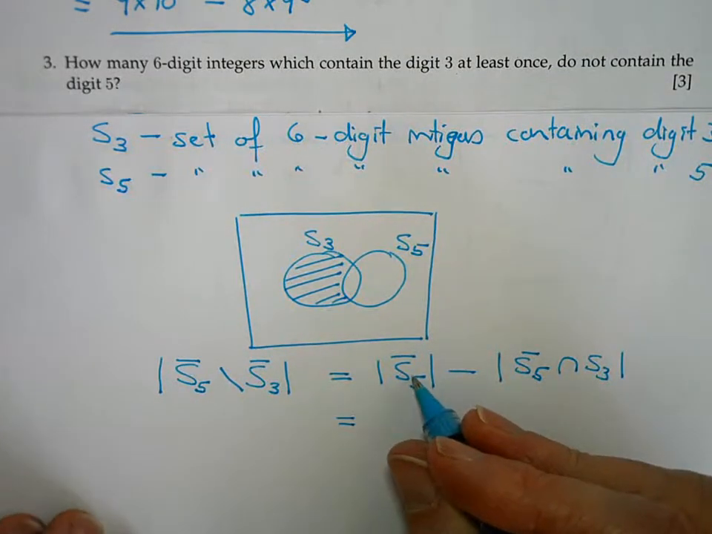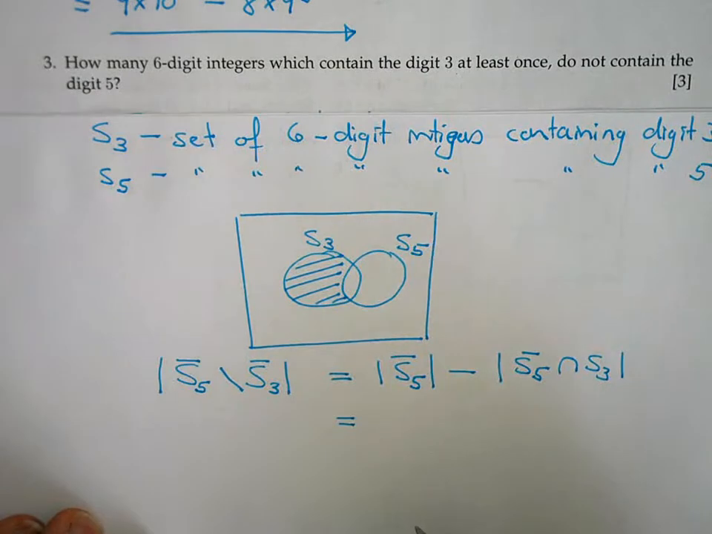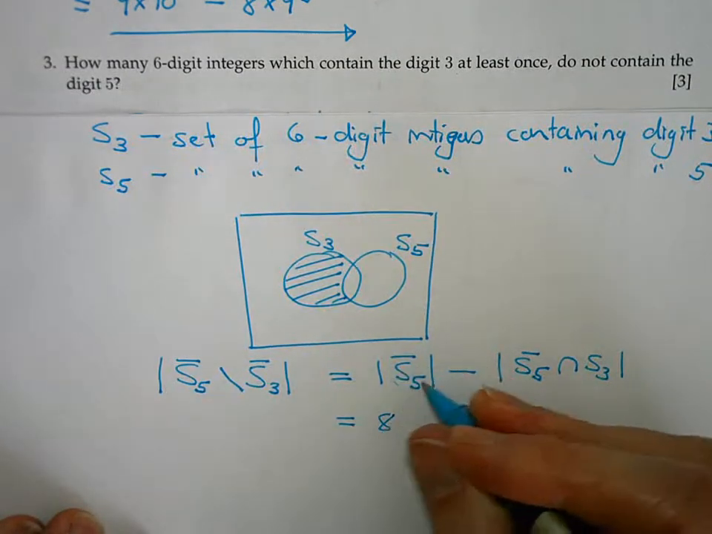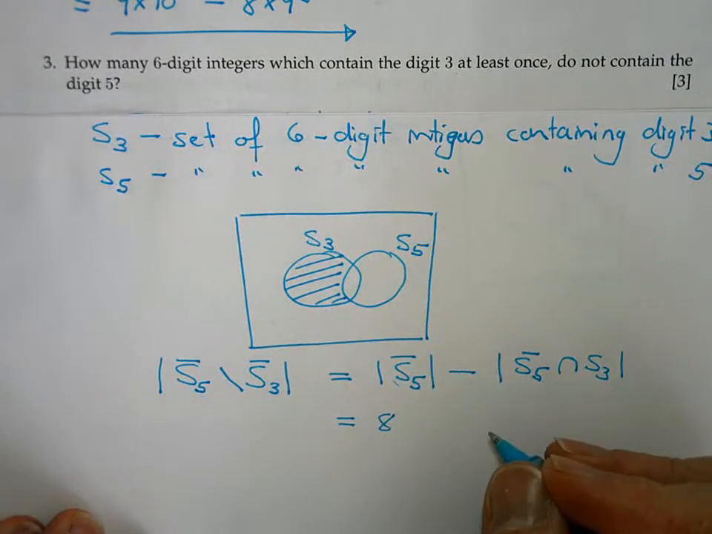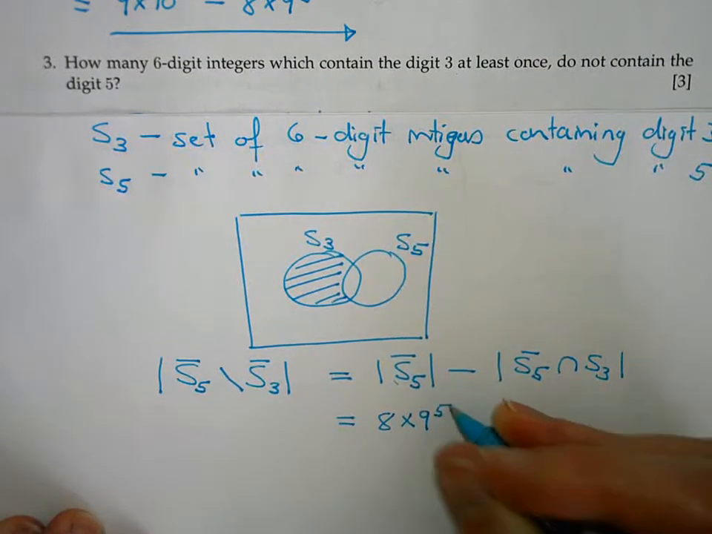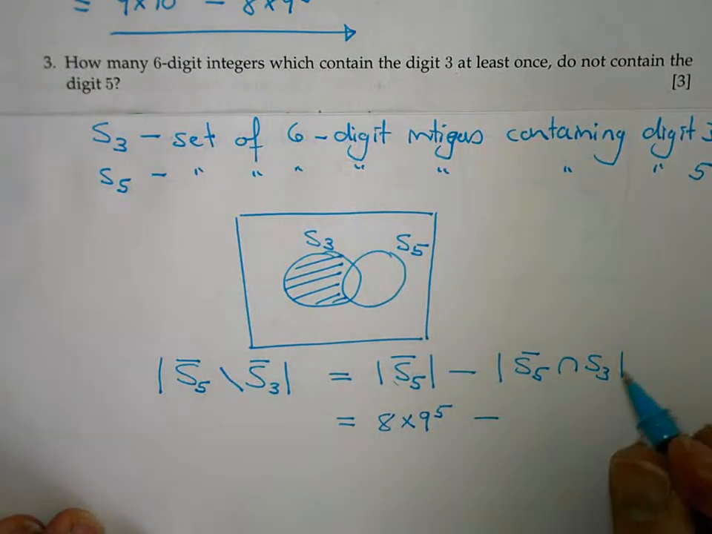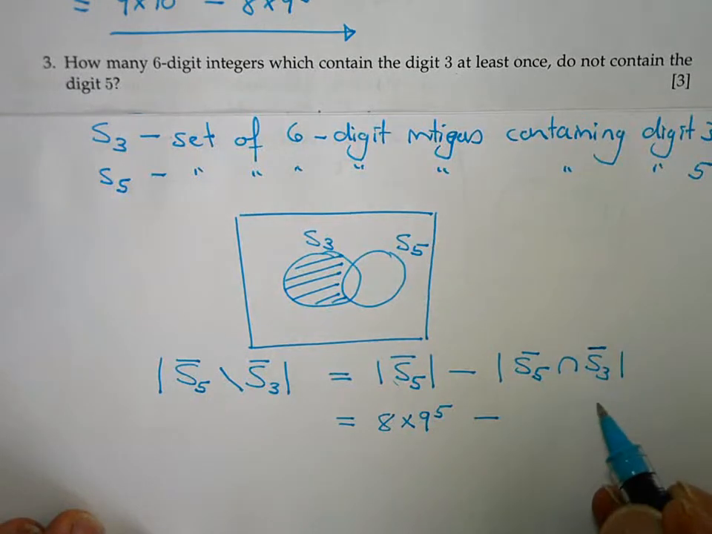Now S5 complement, these are 6-digit integers not containing the digit 5, so reasoning similarly to as we did in the previous questions, we say there are 8 options for the first position of such an integer and 9 options for each of the other positions of the integer. So the remaining 5 positions each have 9 options, so that contributes a factor of 9 to the power 5 over there. Now, the integers sitting in here are 6-digit integers. Sorry, I made a mistake. That should be S3 complement.